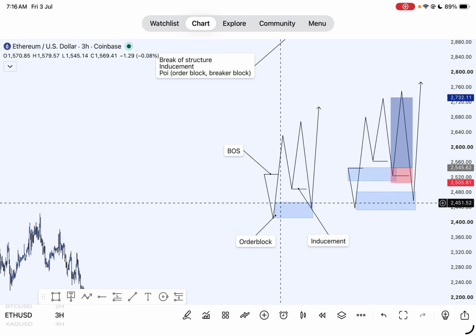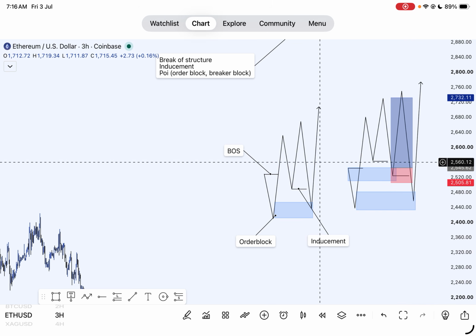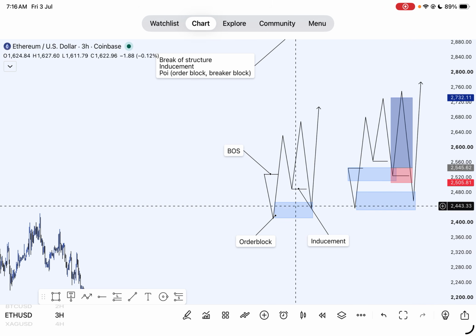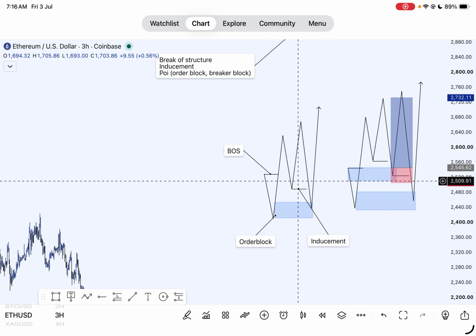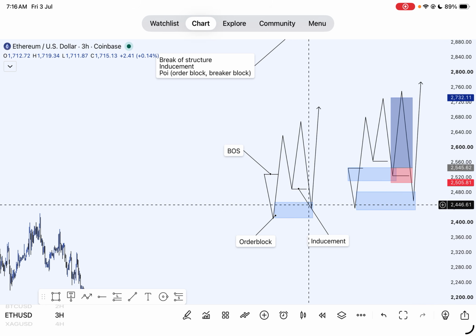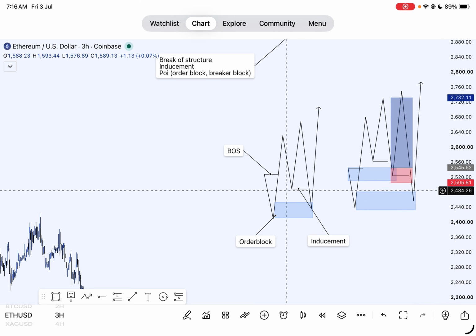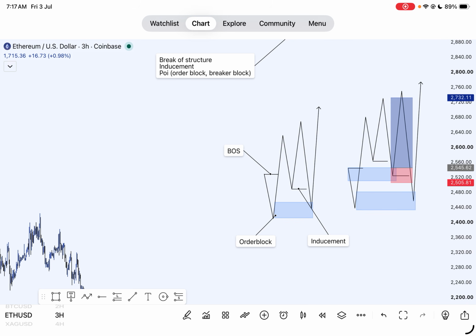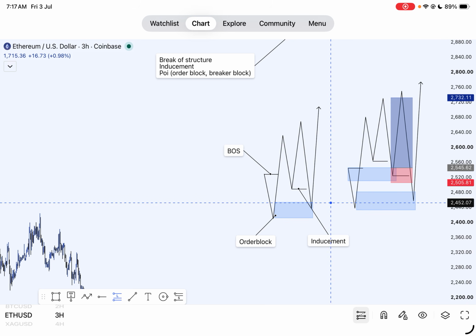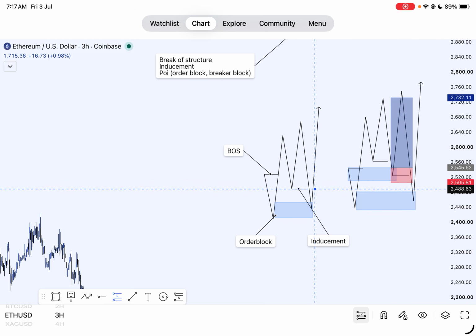Can you see how simple this structure is? This is a very, very simple structure. This is the basic continuation structure that everyone should know, everyone trading SMC should know. So this is a break of structure, inducement, order block. I already marked it out for you guys.